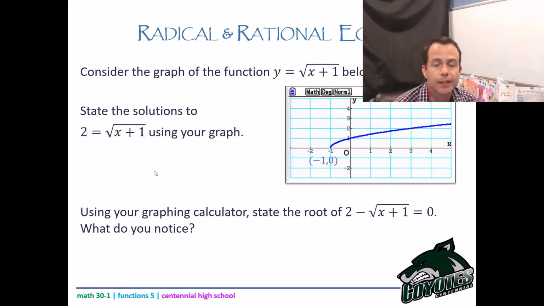Okay, state the solutions to 2 equals the root of x plus 1 using your graph. So if I'm looking at 2 equals the root of x plus 1, I'm just getting a straight line for you. Okay, so using my graph, it looks like it would be at 3. Now remember, when we're reading these things from a graphical standpoint, I only actually care about the x value. There was no y value in this equation. The equation was 2 equals the root of x plus 1. So my solution will always be the x value at the point of intersection. Okay, so in this case, it'd be x equals 3.